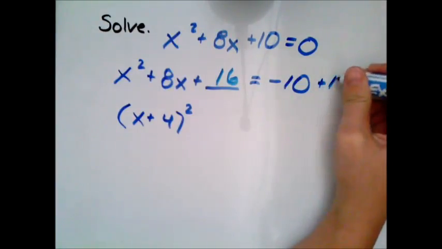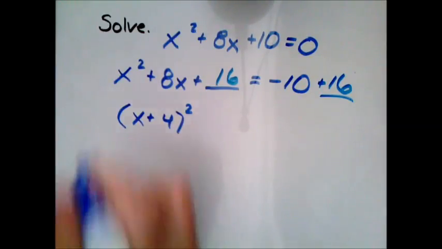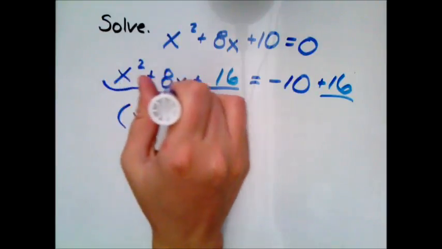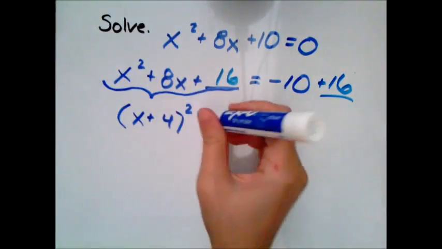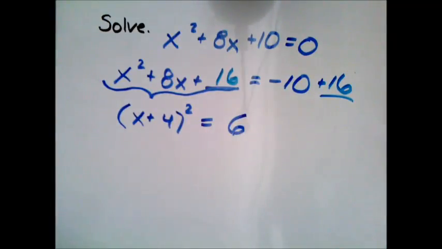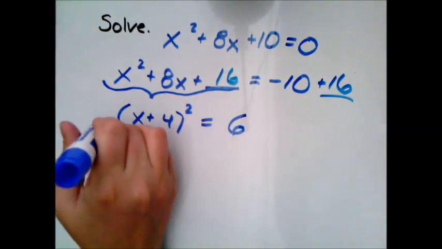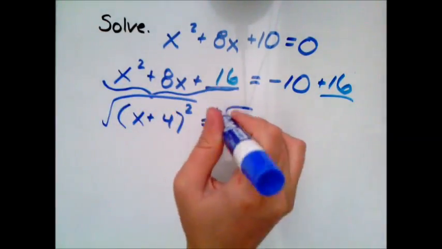Now I can't just randomly add something to one side of the equation unless I add it to both sides of the equation. And so now why is that useful? Because this whole thing factors to this. And on the other side, I have negative 10 plus 16, so 6. So now I'm ready to be able to take the square root of both sides to get rid of the squared, which is the power of this, right? Once I have a squared all by itself, I can use square root property.